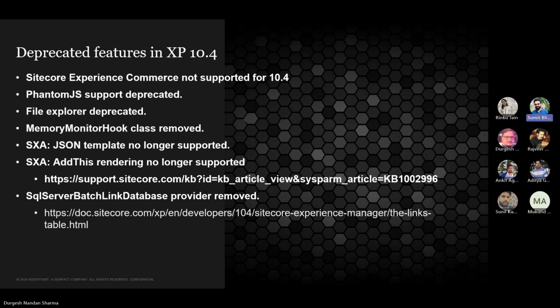The SXA JSON template used to define scripting templates has now been removed. The SXA add this rendering is no longer supported. For more information, it is available in this knowledge base article of Sitecore, so you can refer to that one. And finally, the SQL Server Batch Link database provider is removed. It is no longer available in the links table. You can refer to this document for more updates on that.